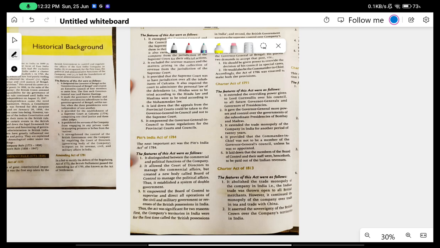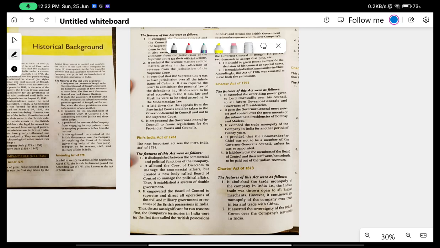Then the fifth point is, it established a form of dual government. It ordered the Court of Directors to handle the company's commercial affairs and the Board of Control to manage political affairs. Like in the first point, I told you that the government now separated the political and commercial functions of the company. Previously, the same persons who were handling the commercial affairs were also handling the political affairs.